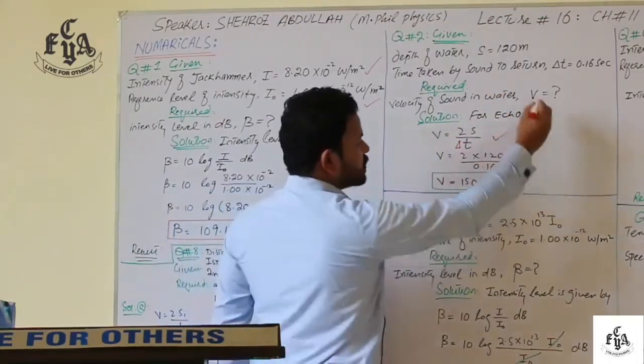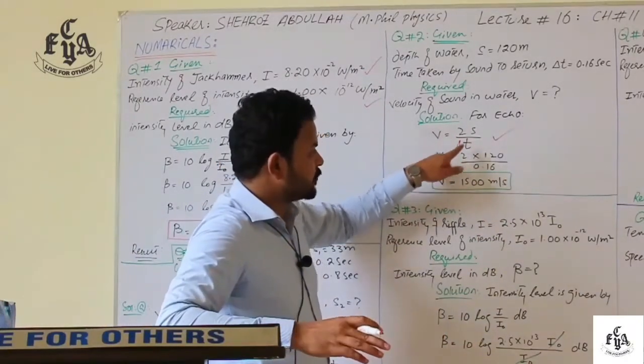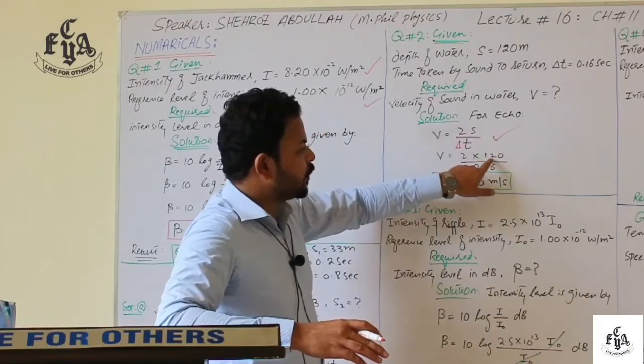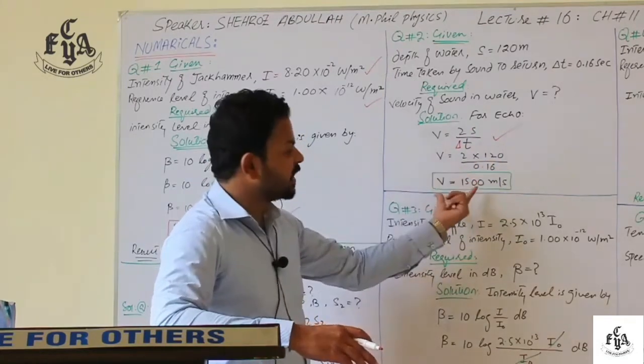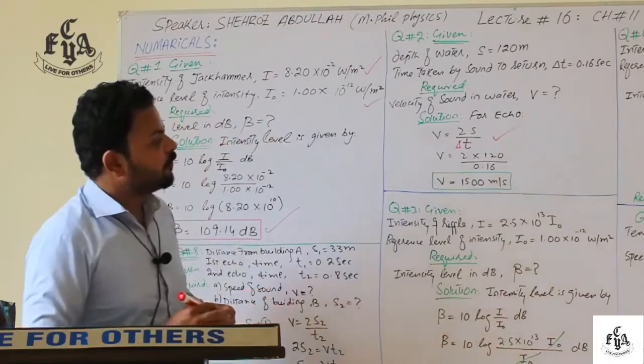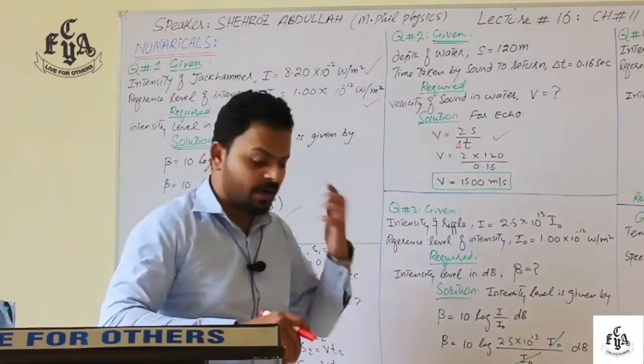Just put the values in this formula and get the result. 2 as it is, from the formula. S is 120 and t value is 0.16. Just use a calculator and reach a result of 1500 meters per second. So this is your required result.